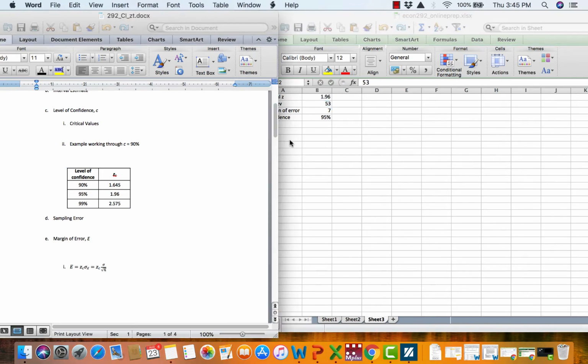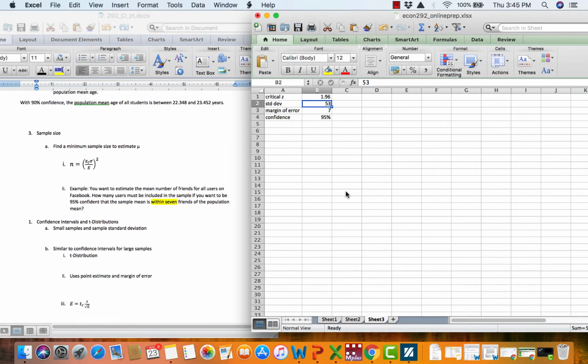Now I am just going to plug all these numbers into Excel to calculate this formula. So the formula says equals, in parentheses, the critical z times the standard deviation divided by the margin of error, all squared. And I get 220.2256. Now, how in the world are you going to survey 220.2256 Facebook users? And the answer is you're not.